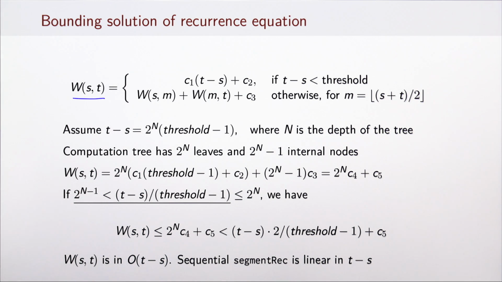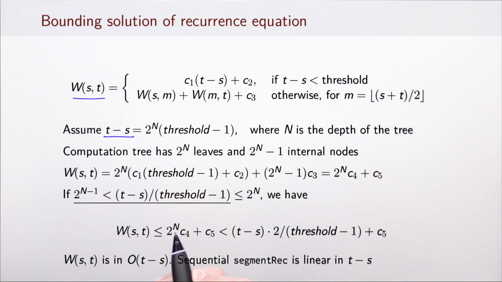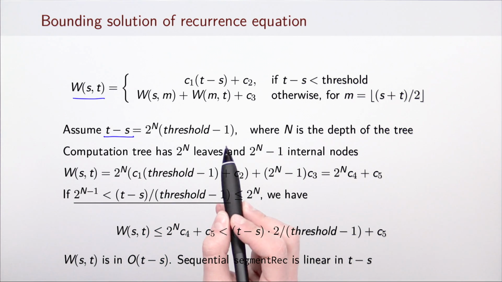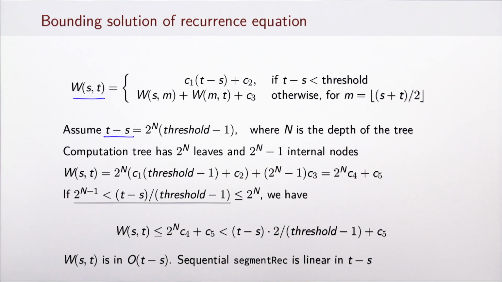In order to simplify our analysis, let us look at the special case when the difference between t and s, that is the width of the array segment that we are processing, is of the form 2^n times (threshold minus 1). So it's just a relatively nice round number for our analysis. And then we'll see that this will also give us the result for the general case.